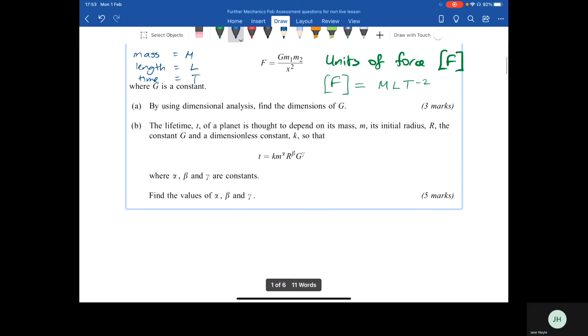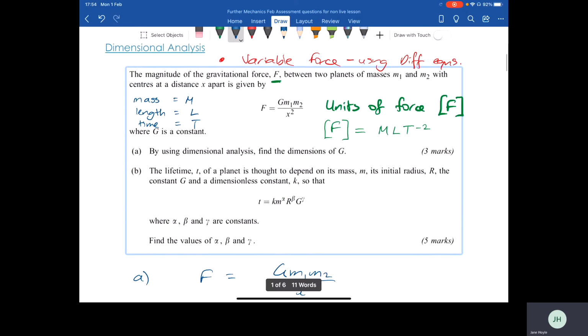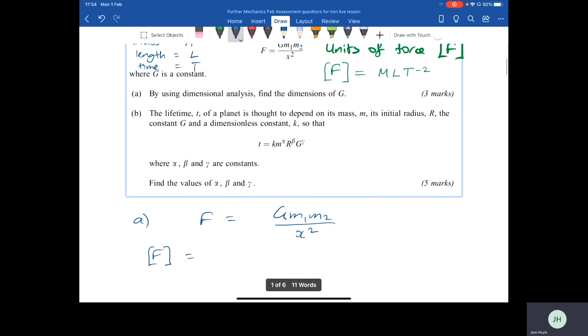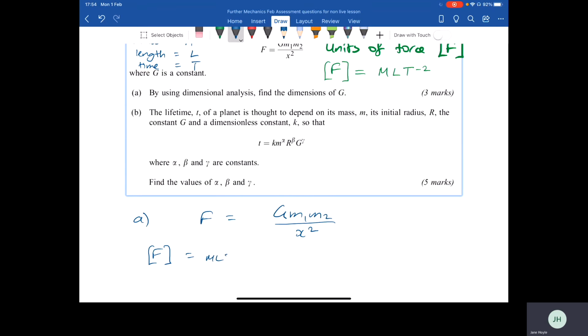So let's actually look at the question. The question says, by using dimensional analysis, find the dimensions of G. So what we've got here is an equation. F is equal to big G, M1, M2 over X squared. And we know that because F is a force, I've already worked out what the units of force are. So I've got it up there in green, MLT to the -2.